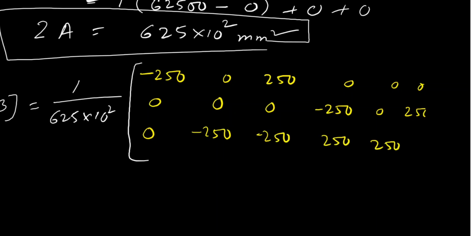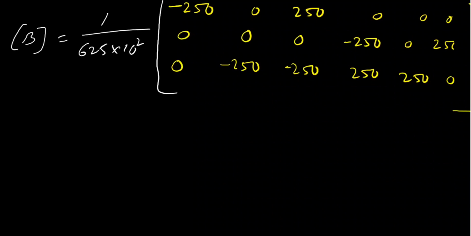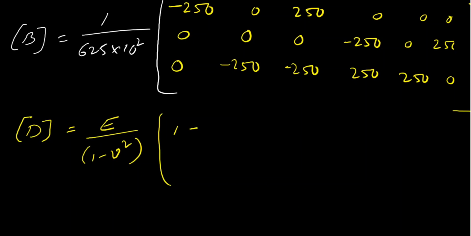Later we'll go for calculating the D matrix, that is the material property matrix. This is a plane strain problem, so the formula is different here. It's E by 1 minus v squared, and in the matrix there will be 1, v, 0, v, 1, 0, and 0, 0, 1 minus v by 2. This is the D matrix.